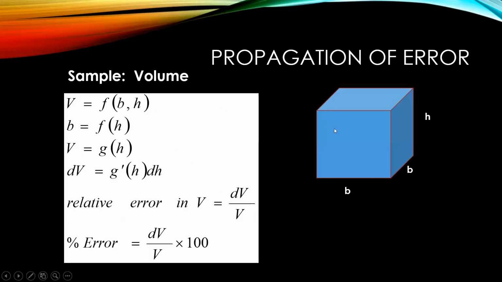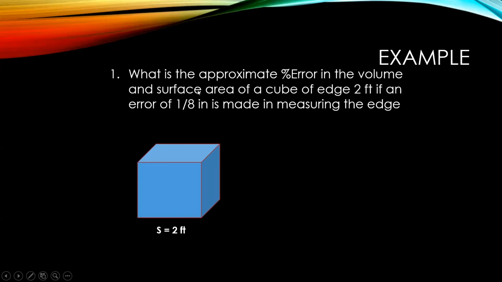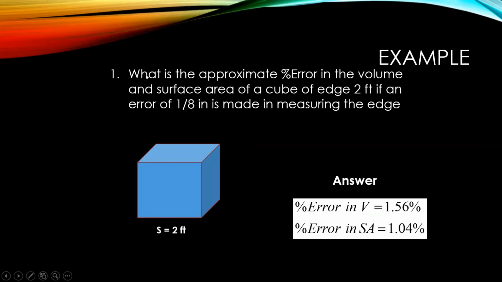So in here, guys, for example, you're given basically a square block, wherein the base is B and B, and then this is the height. So you'll be asked to solve for probably the error in solving for the volume, error in solving for the surface area, something like that. So let's try. In here, this already has an answer. What is the approximate percentage error in the volume and surface area of a cube of edge 2 feet if an error of 1/8 inch is made in measuring the edge?